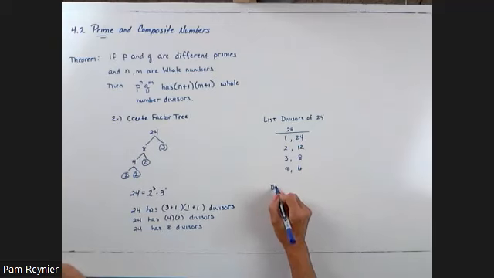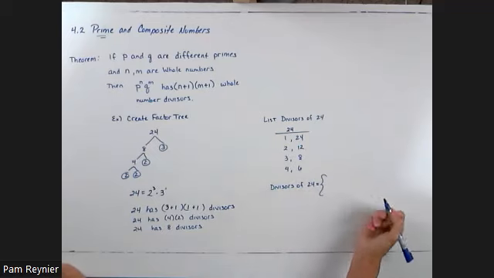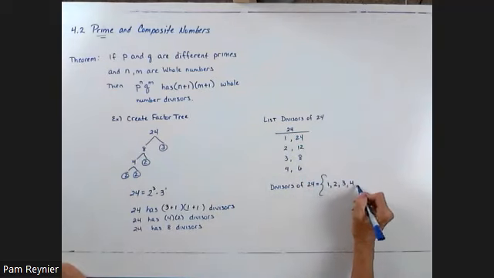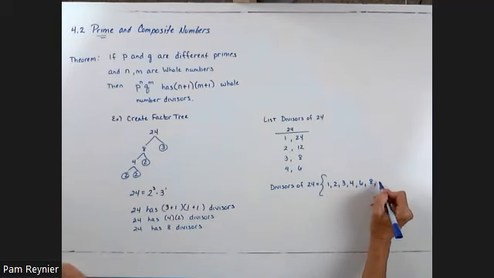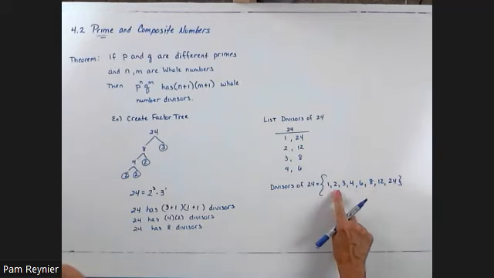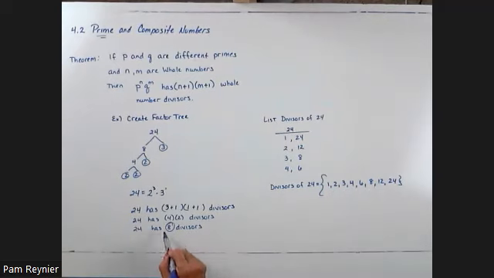So the divisors of 24 would be this set of numbers. If I listed them in numerical order, 1 goes into it, 2, 3, 4, 6, 8, 12, and 24. And you'll notice the cardinality of that set, 1, 2, 3, 4, 5, 6, 7, 8, is exactly what we said by looking at those powers.